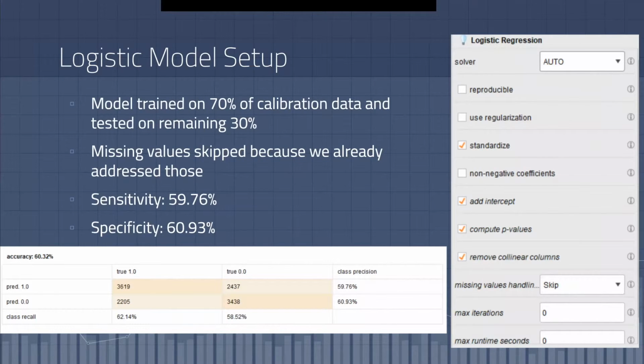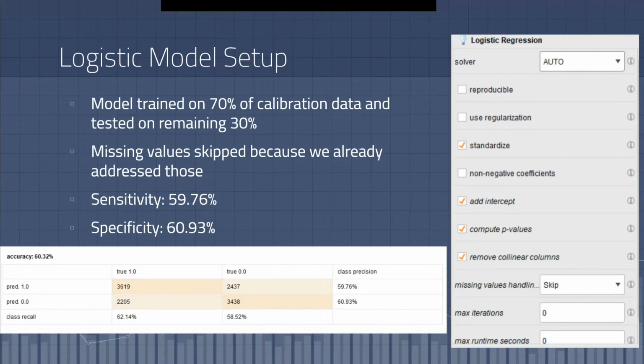So, setting up the actual logistic model. We chose to train the model on 70% of the calibration data and test it on the remaining 30%, because that would maximize the amount of information the model used to learn about the data, instead of the traditional 50-50 approach. We chose to skip missing values because we already knew from before that the only variable with missing values was age 1. And we also chose to remove collinear columns just in case there were collinearity issues that we missed.